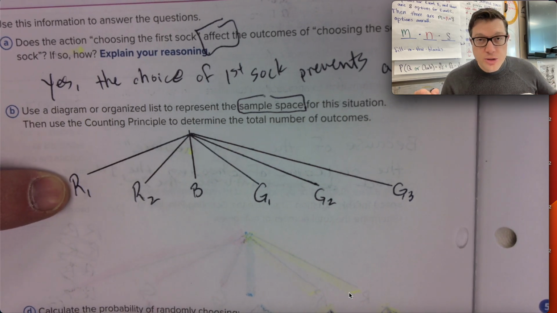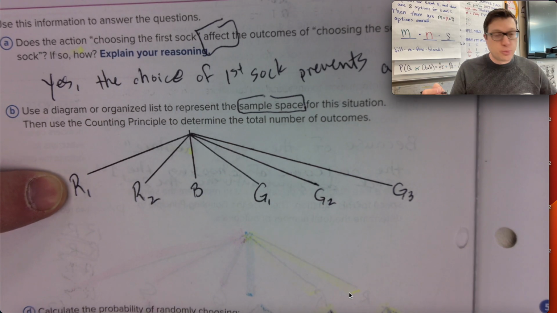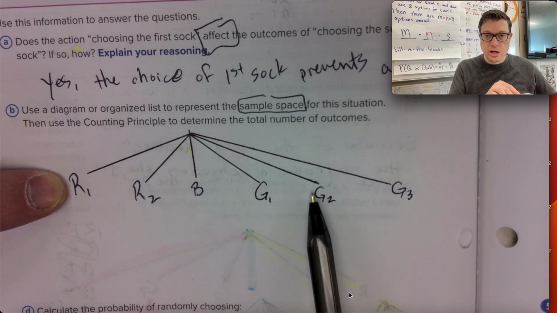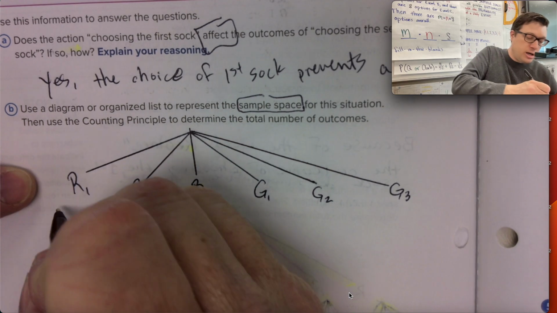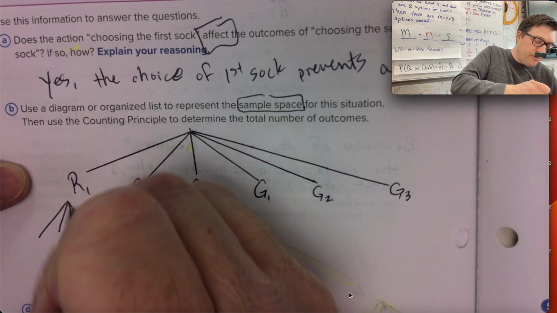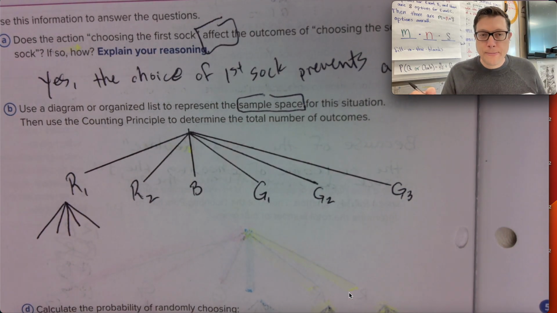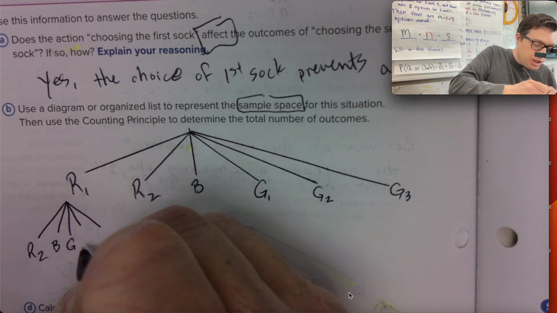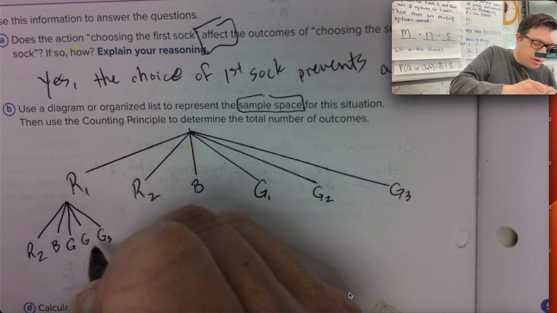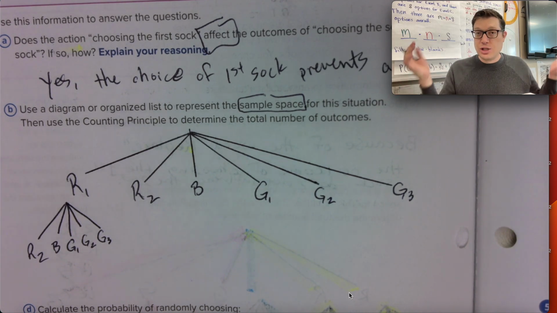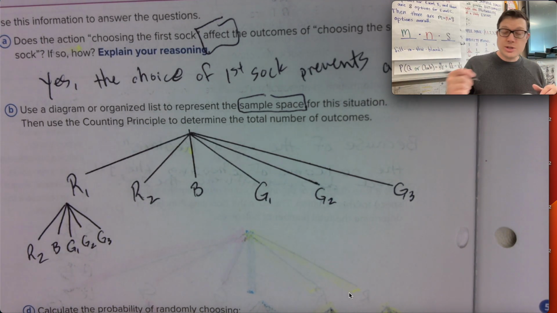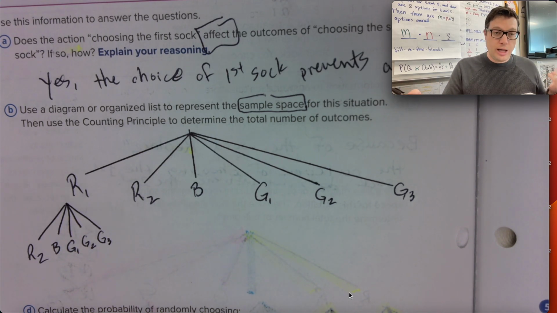If I draw the first red sock, calling it R1, then my options remaining are the second red sock, the blue sock, the first green sock, the second green sock, and the third green sock. So 1, 2, 3, 4, 5 total options reveal themselves. R2, blue, G1, G2, G3. That's just one possible scenario of drawing the first red sock and then what's available after it. So for red 2, that would be a different scenario.